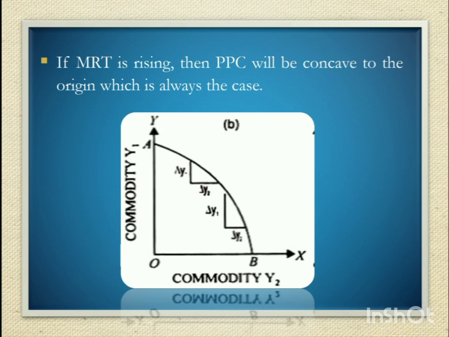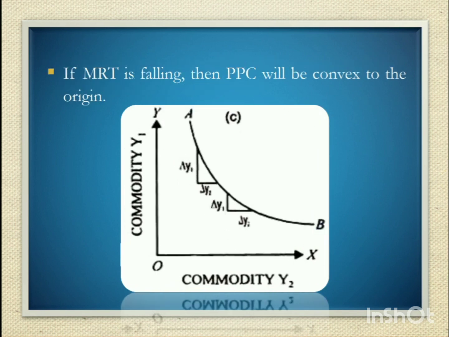If MRT is rising, then PPC will be concave to the origin, which is always the case. Note that a typical PPC is taken to be a concave curve because it is based on a more realistic assumption that all resources are not equally efficient in production of all goods. And if MRT is falling, then PPC will be convex to the origin.